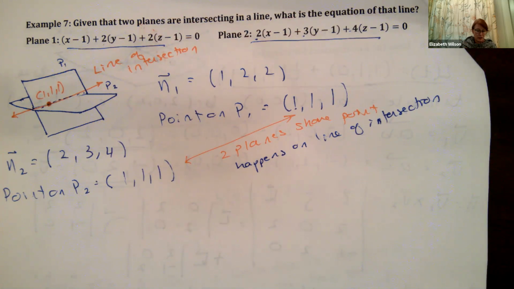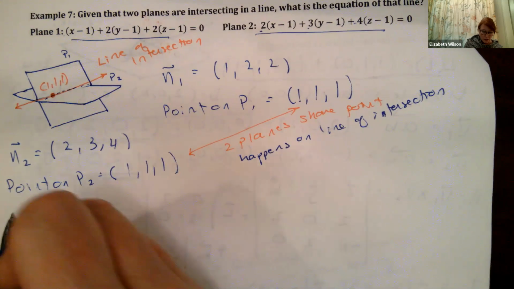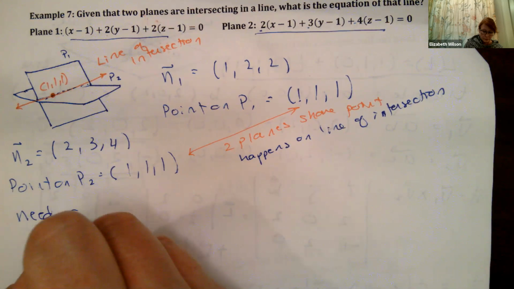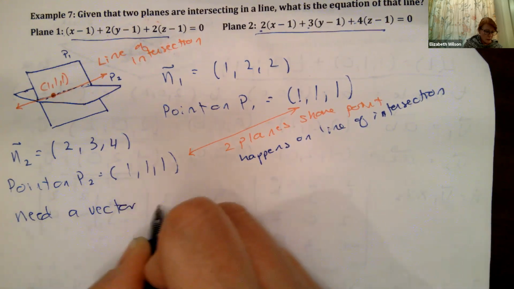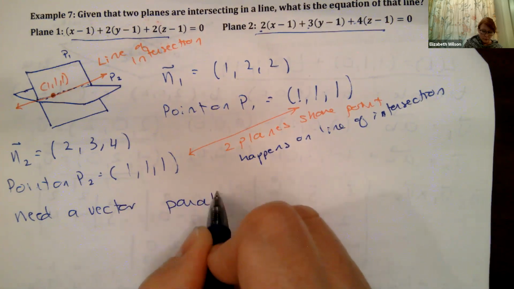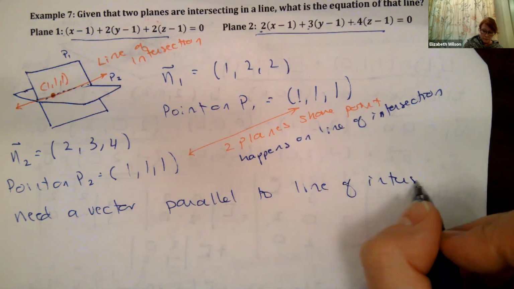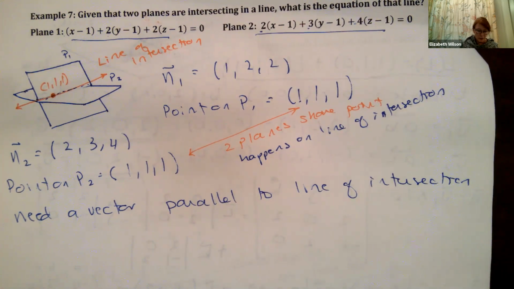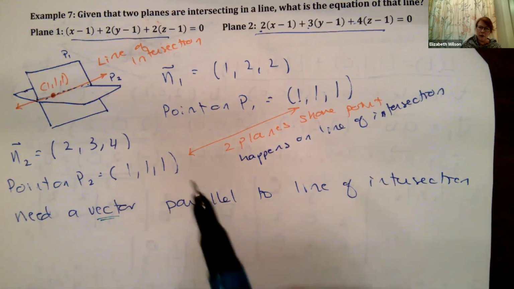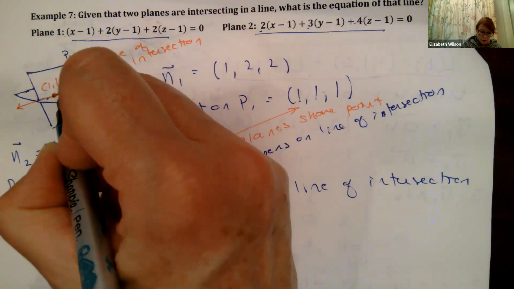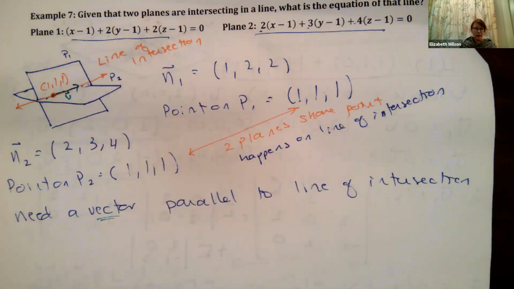Okay, so let's do this. What we need now is a vector parallel to the line of intersection. I'm going to draw that vector in green. Remember when we do our vector equation, I've got the vector that's on that line. When I come up with the line of intersection, it has to be in vector form, because I have a point and I need a vector.